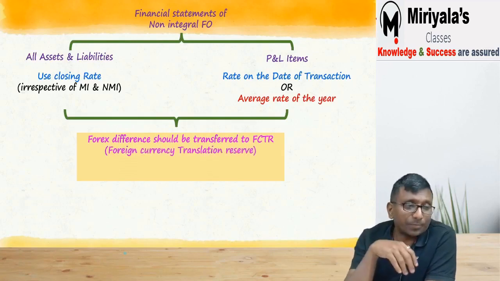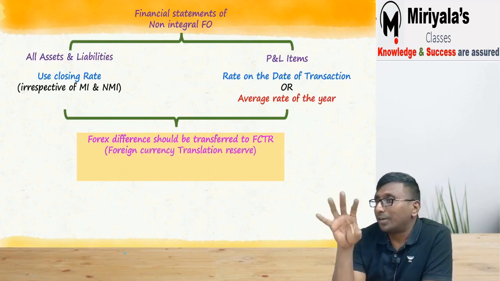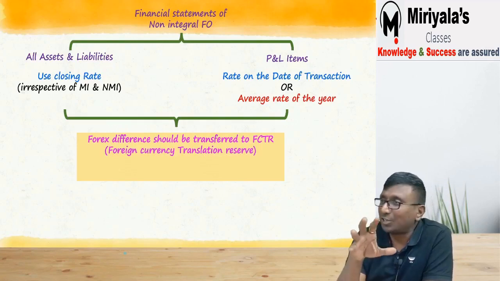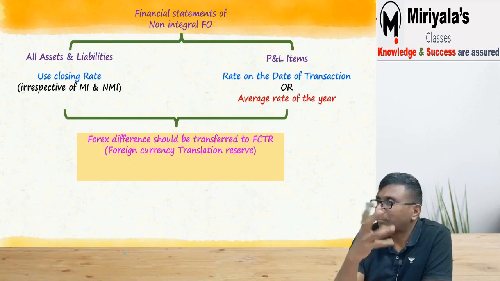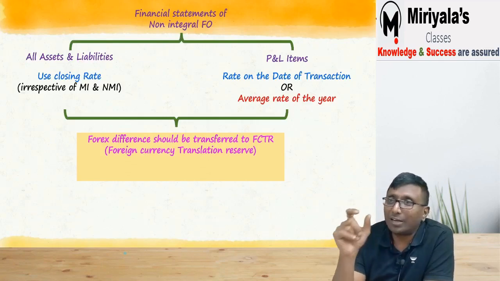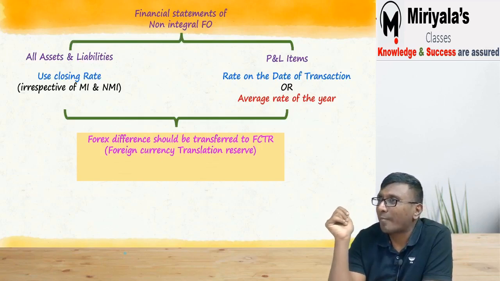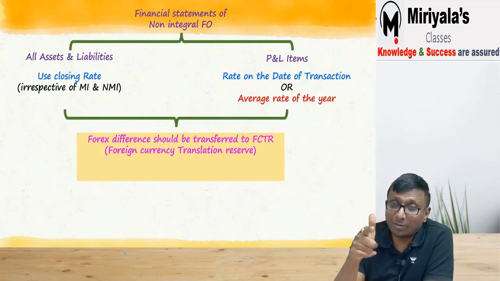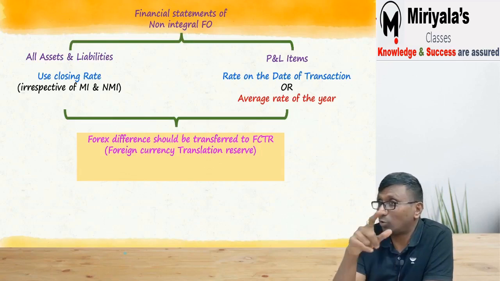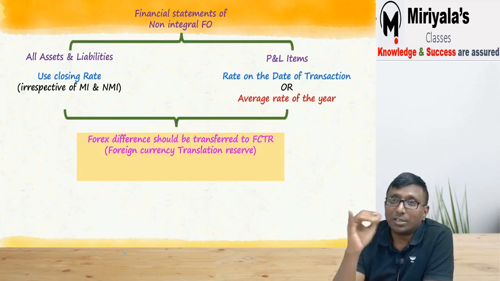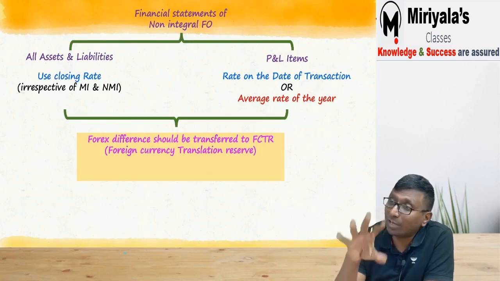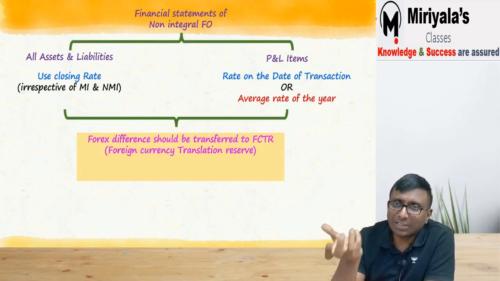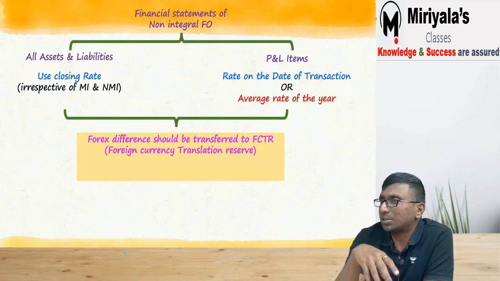In this case, obviously profit and loss items have a different rate, balance sheet assets and liabilities a different rate, and previous reserves one different rate. Obviously there will be some difference in the trial balance. Our difference should be transferred to FCTR. FCTR will be routed through OCI. We told on day one itself that FCTR and revaluation reserve will be routed through OCI. Via OCI it has to go. FCTR is nothing but a reserve in the reserves and surplus.